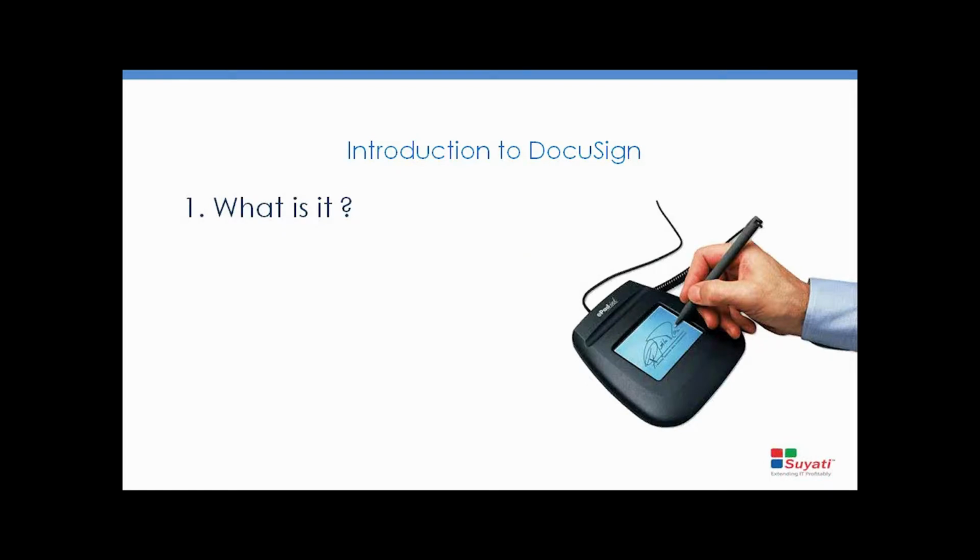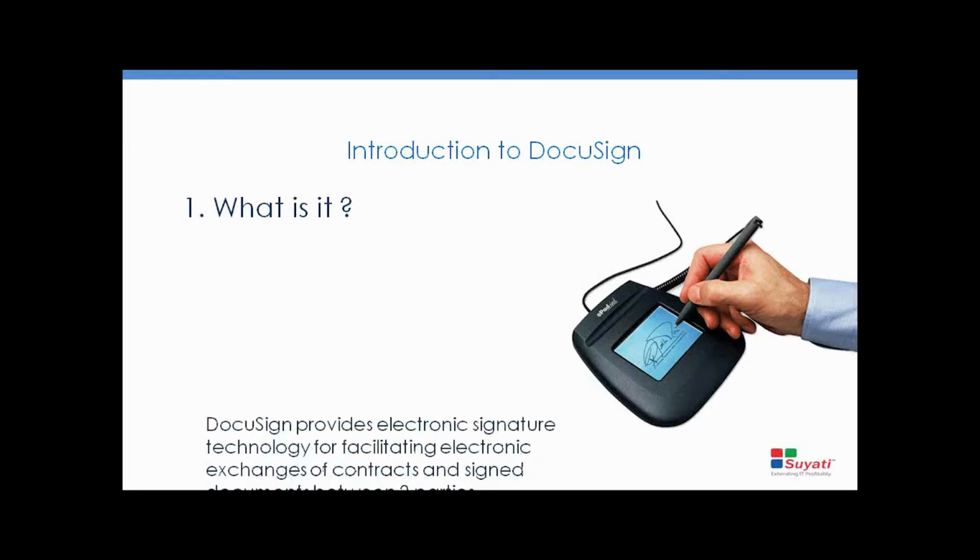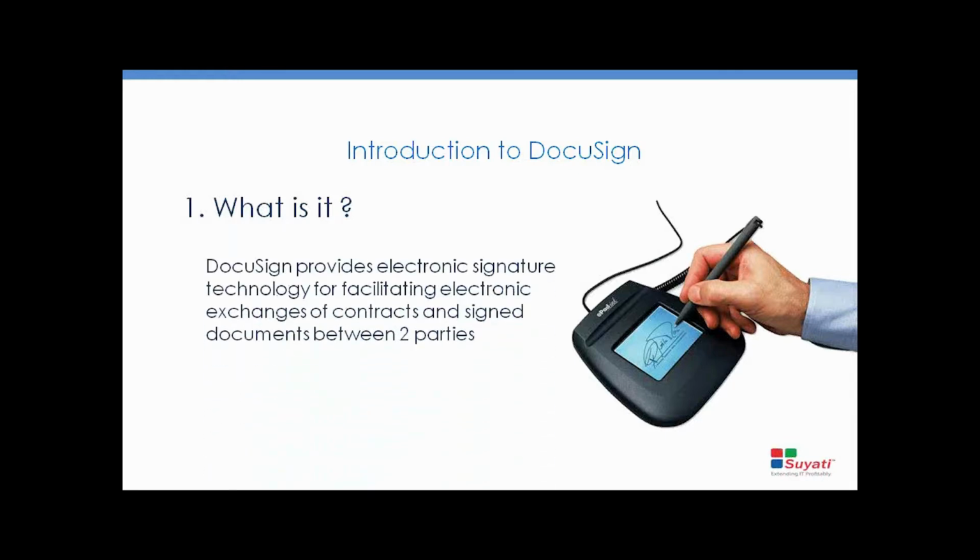So to start with, this is a very obvious question: what is DocuSign? As per the definition of DocuSign, it provides electronic signature technology for facilitating electronic exchanges of contracts and signed documents between two parties. Well, this is the definition which we got from one of the documentation of DocuSign. So what does it mean? It primarily says that DocuSign helps companies to better communicate with their customers. So how is that done?